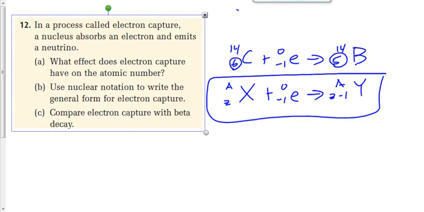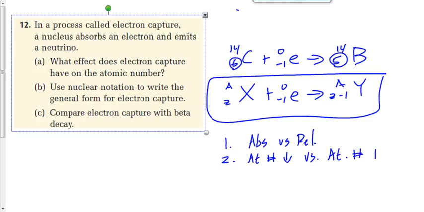Now we want to compare electron capture with beta decay. Well, in electron capture, you're absorbing an electron rather than releasing an electron. There's one way of comparing it. Absorbing versus releasing. The second way of comparing it is this. The atomic number in electron capture goes down versus the atomic number in electron emission or beta negative decay. The atomic number goes up. Right? If it's electron capture, we go from 6 to 5. If it's beta emission, then we go from 6 to 7.